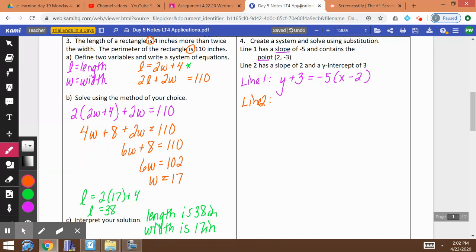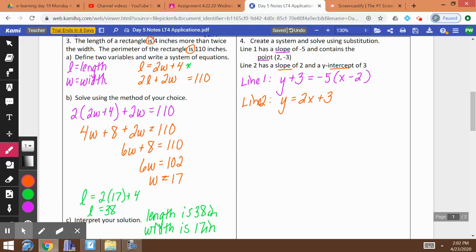Line 2 here. So it has a slope and a y-intercept of 3, slope of 2. So slope and y-intercept. Which form has us as a slope and y-intercept? Oh yeah, slope-intercept form, right? So y equals 2x plus 3. Notice I didn't have you define any variables on this one. We're talking about a line, so x is our x coordinate, y is our y coordinate. We don't have to define them there.